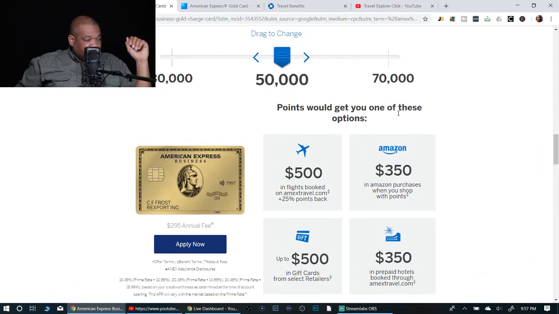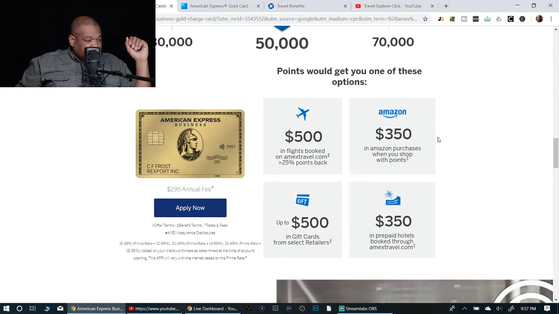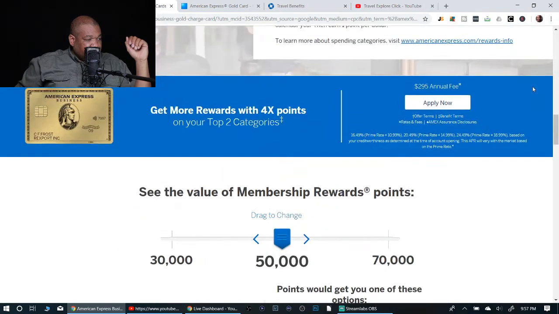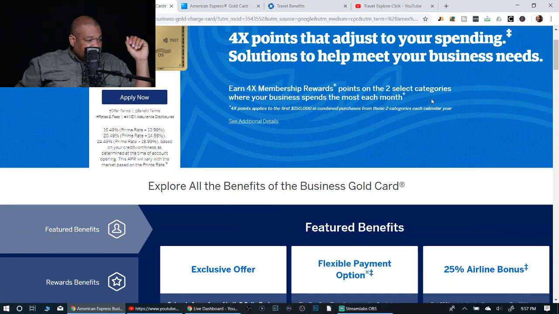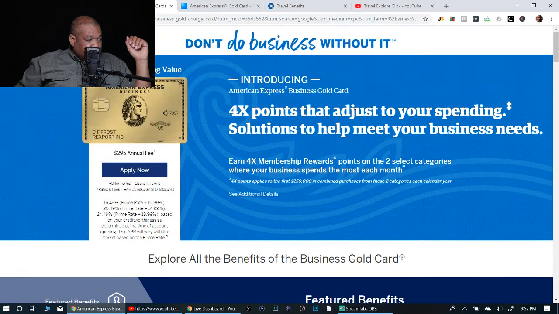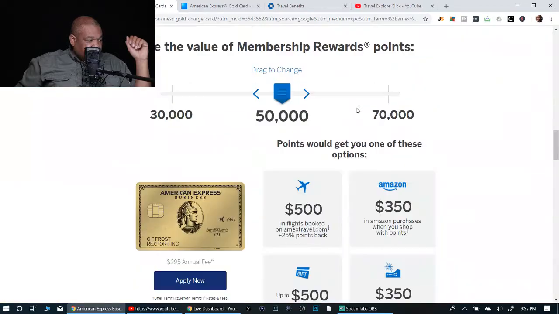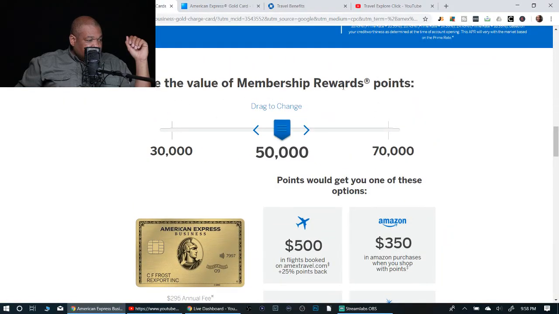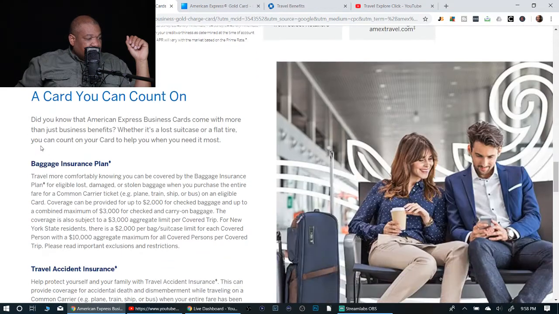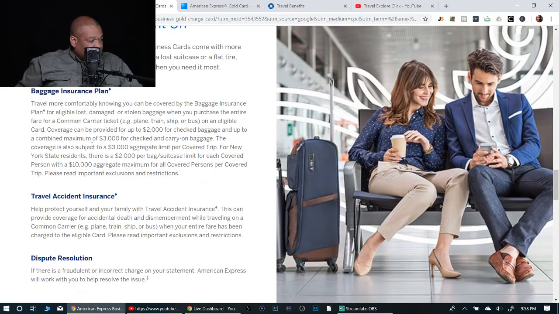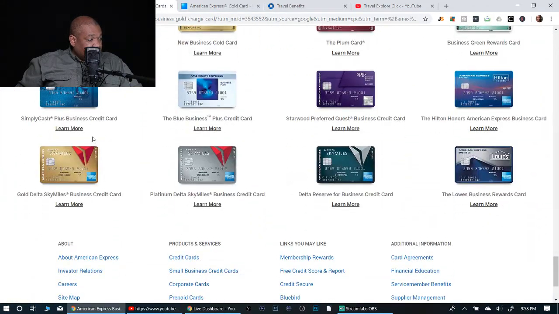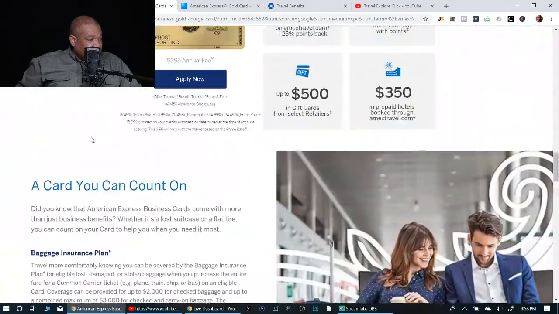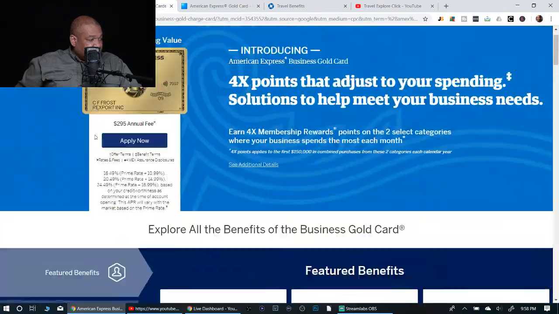Points would get you one of these options. $500 in flight booking. Oh, they're just showing you the value, so you get the 50,000. I didn't even talk about that, did I? Or did they even talk about that? I don't know what the bonus is on here. Are they saying it's 50,000? See the value, membership, reward points. So I don't see the bonus on here. I'm sure there's a bonus, but I'm not seeing it. So if you guys know what the bonus is, please put it in the chat. It's just not showing me up top, or am I just completely missing it?